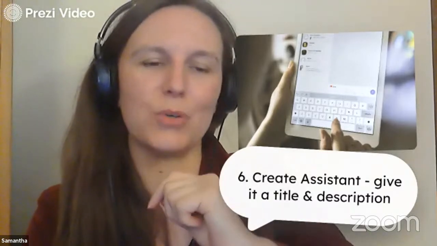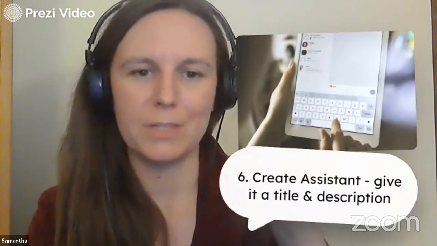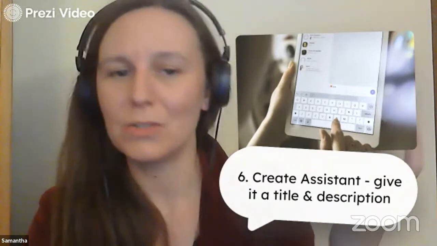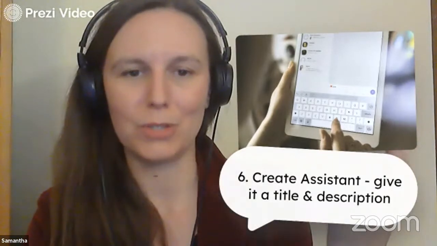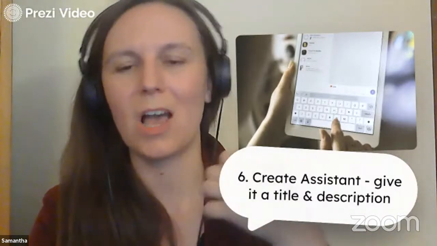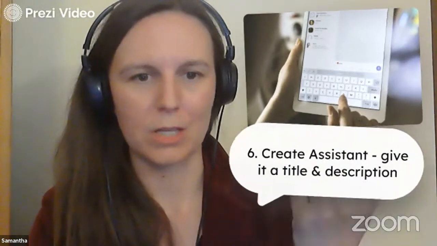Now, the next thing then is to create your assistant. So we're going to do that. Step 6: you're going to give your assistant a title. You're going to give it a background description. Again, all of this is just adding context to the NLP application.